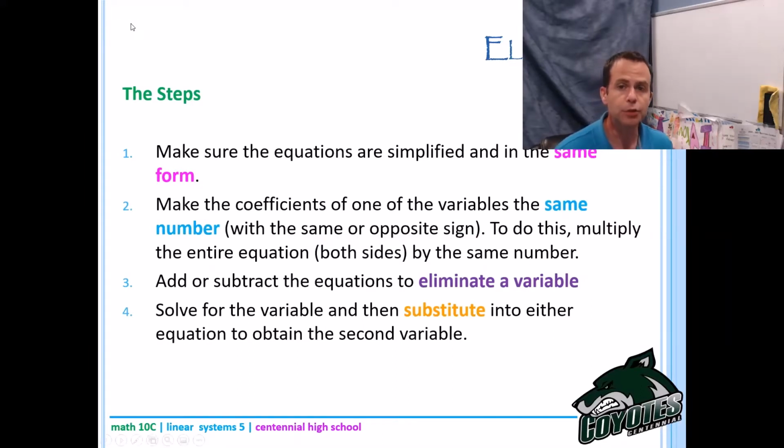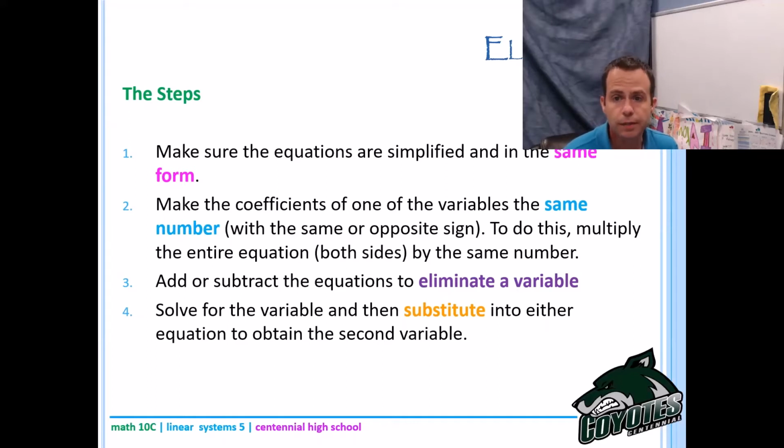So the steps. Number one, make sure that the equations are simplified and in the same form. Now, what I mean by in the same form is we need to have x's on top of x's, y's on top of y's, and numbers on top of numbers, okay? Number two, make the coefficients of one of the variables the same number. So you can either have the same sign or opposite sign, it doesn't matter. So we could have 3x and 3x, or we could have 3x and negative 3x. Both of those are perfectly fine, okay?